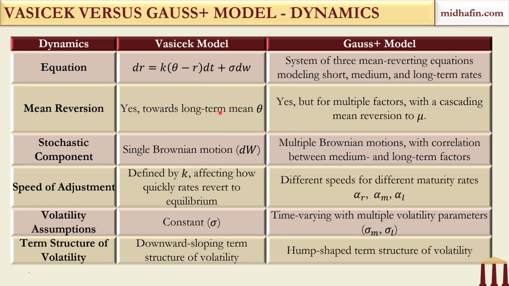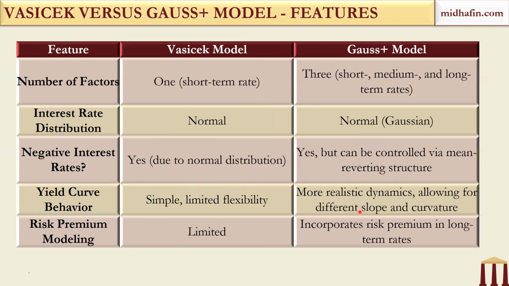Okay. So overall, in multiple ways, the Gauss plus model is addressing the limitations of Vasicek by incorporating multiple factors, dynamic volatility, and improved modeling of real world interest rate behavior. So it's much superior as far as the framework is concerned. It is much superior for capturing real world interest rate dynamics, you can say.